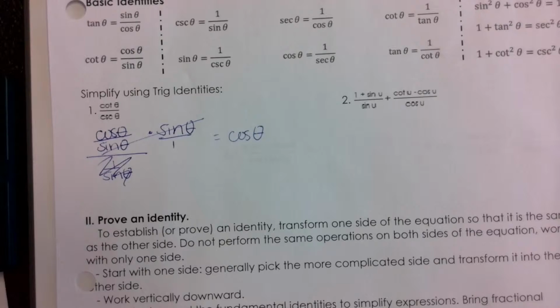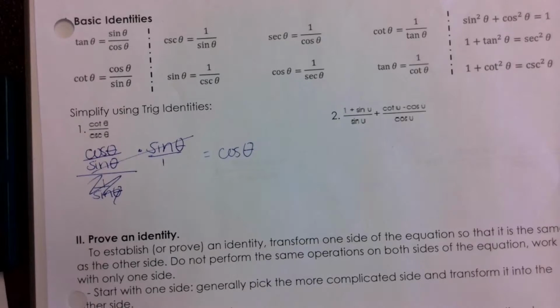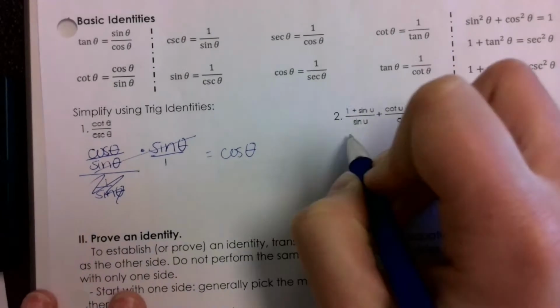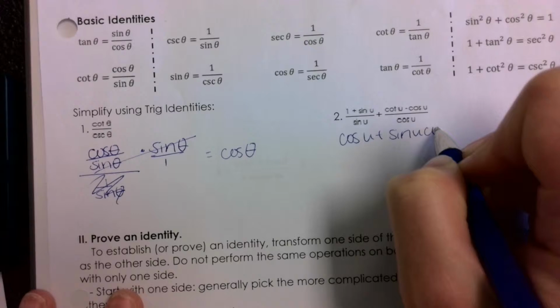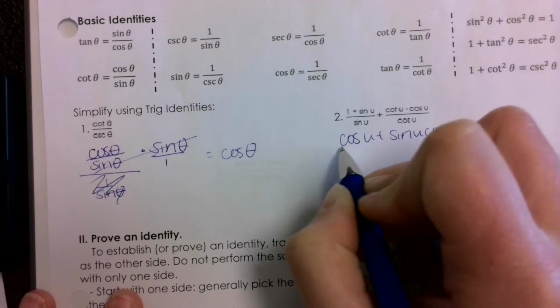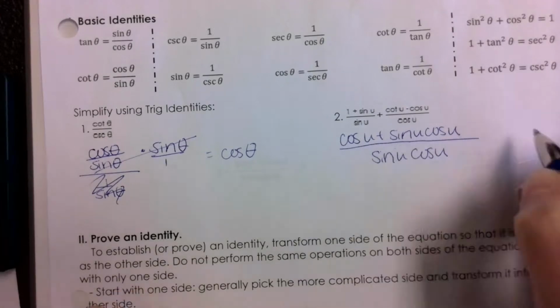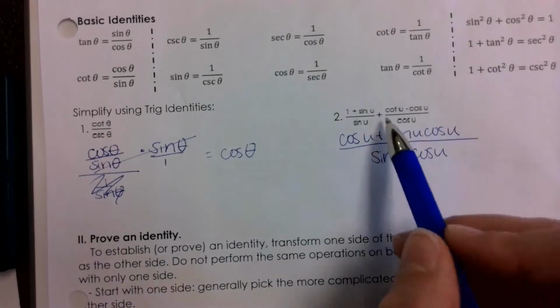No? Okay. Alright, so looking at number 2 there, we've got fractions, and in order to add fractions, what has to be going on? Common denominator. So let's do that first. So we could multiply the whole first fraction by cosine. We'll multiply the whole second one by sine. So we'll have cosine plus sine times cosine, and then that's all going to be over sine times cosine. And then we're going to be multiplying the whole second fraction by sine.